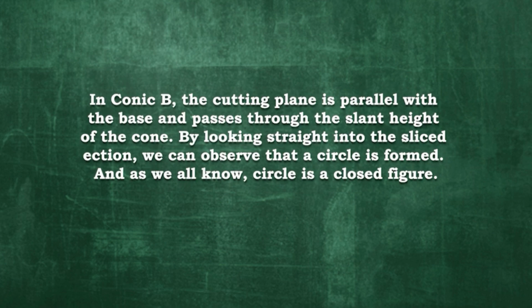In conic B, the cutting plane is parallel with the base and passes through the slant height of the cone. By looking straight into the sliced section, we can observe that a circle is formed. And as we all know, circle is a closed figure.